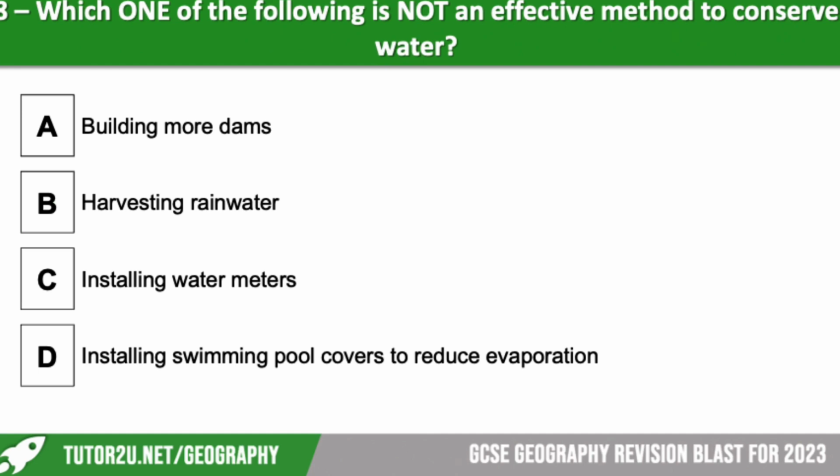And our final question is, which one of the following is not an effective method to conserve water? A, building more dams, B, harvesting rainwater, C, installing water meters, and D, installing swimming pool covers to reduce evaporation. I'll just give you a moment. Right, let's reveal the answer. It is building more dams.